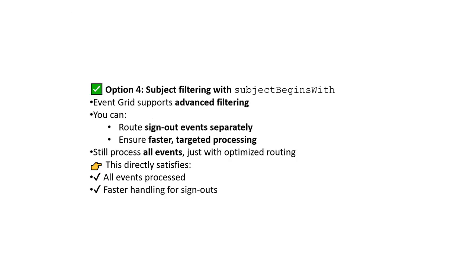So we will use subject filtering with subject begins with. In this case, Event Grid supports advanced filtering. So you can route sign-out events separately and ensure faster target processing, and still process all events with just optimized routing. So this directly satisfies all events processed and faster handling for sign-outs. Alright.